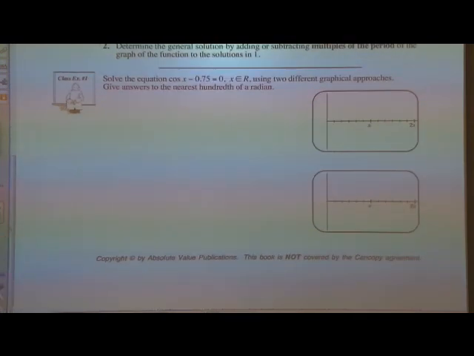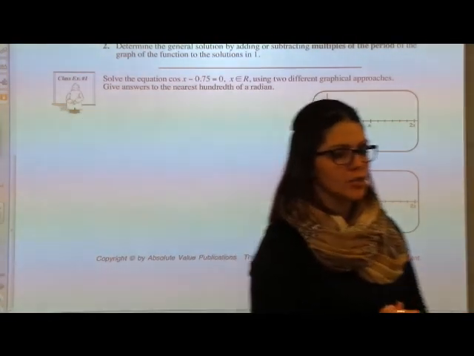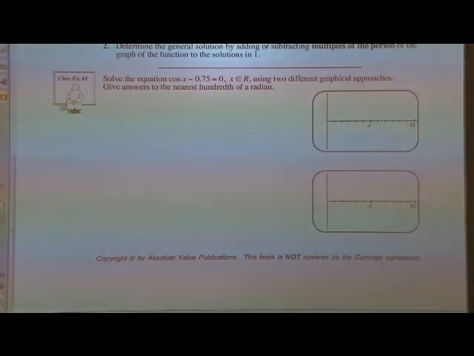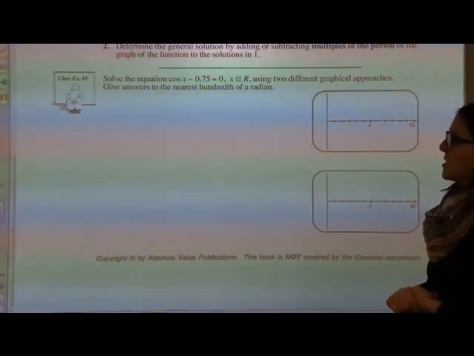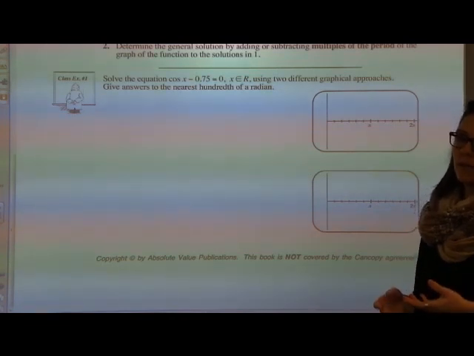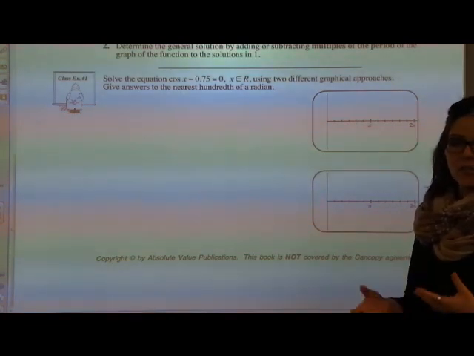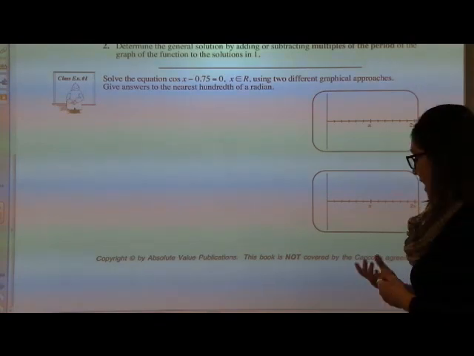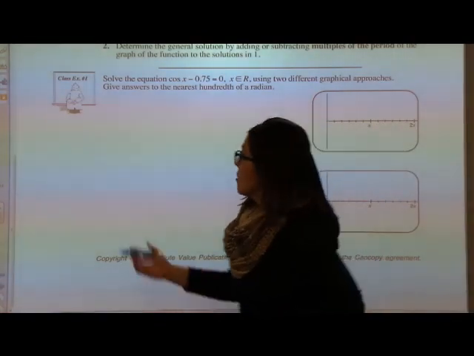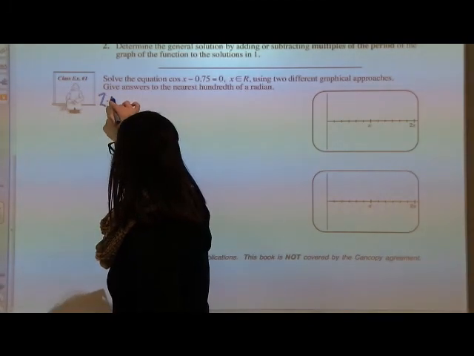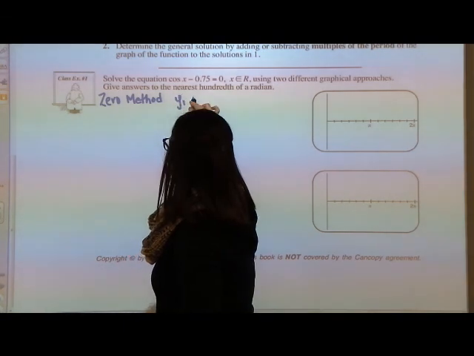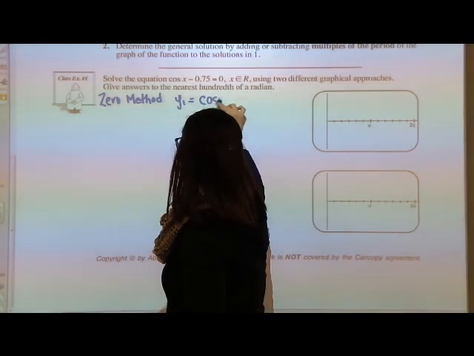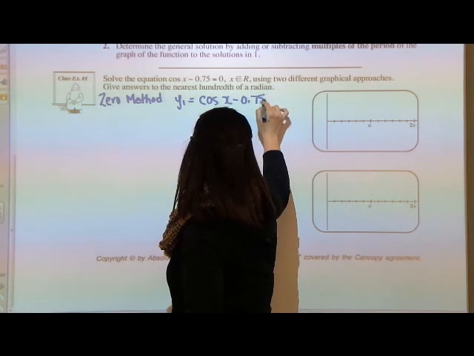So if we look at class example number 1, it says solve the equation cos x minus 0.75 equals 0, where x is a real number using 2 different graphical approaches. Give the answers to the nearest hundredth of a radian. So they're not asking you to do this in exact measures. They want you to do this as a decimal. So if we look at doing the 0 method first, that means I would let y1 be equal to cos x minus 0.75.